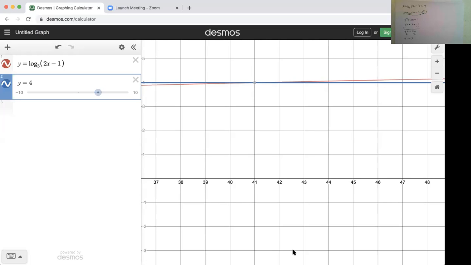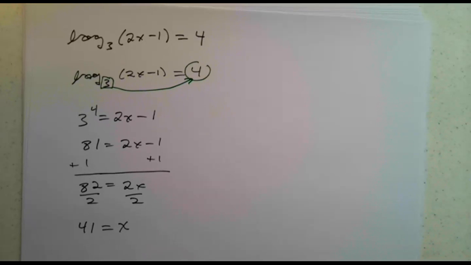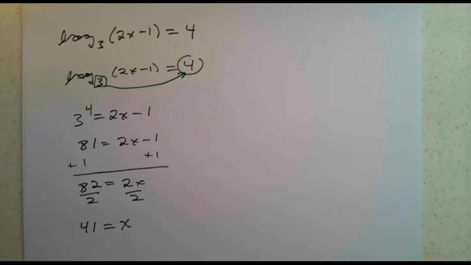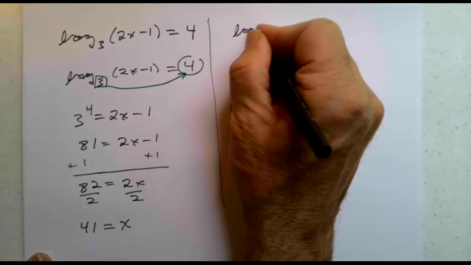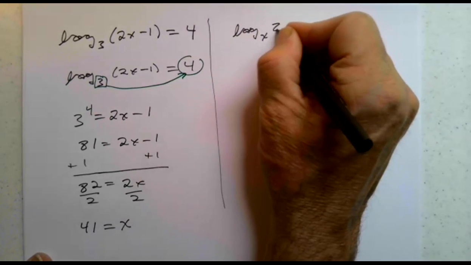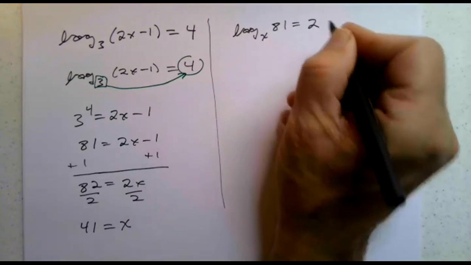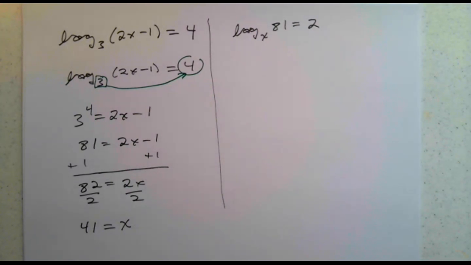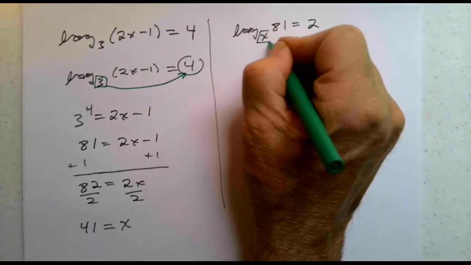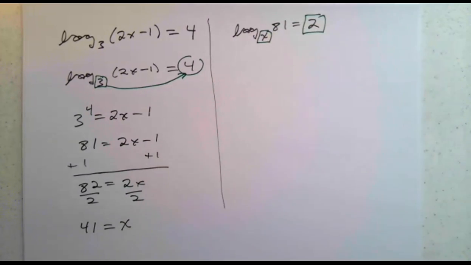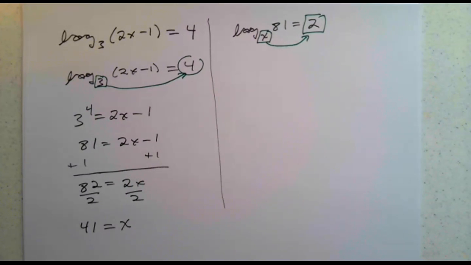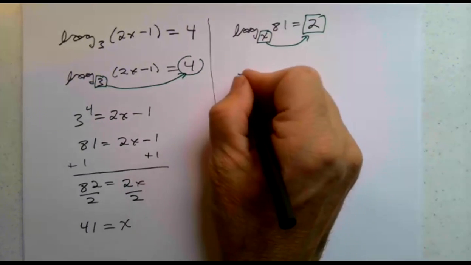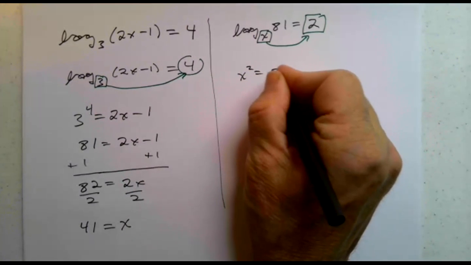Take a look at our next question. We have log base x of 81 equals 2. How do we do this? Again, we have our base and our exponent. Our base is x, our exponent is 2. So x to the 2nd power equals 81.